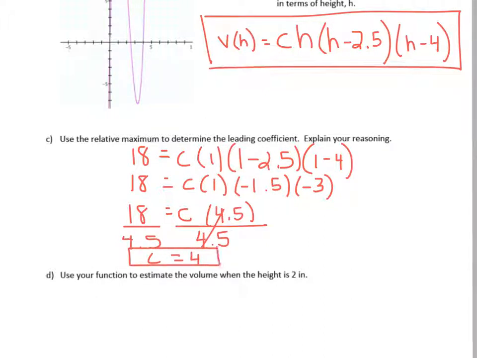So what that means is, I'm just going to do it in a different color. If we wanted to write an equation for our function up here, we could now replace this c with a 4. So I'm going to just go ahead and do that. So our function is now v of h, the volume in terms of height, is equal to 4h times h minus 2.5 times h minus 4.